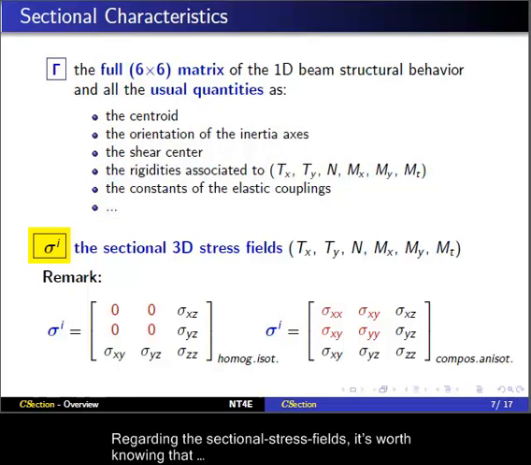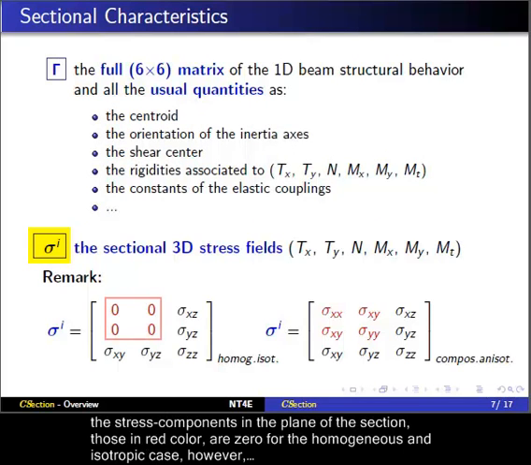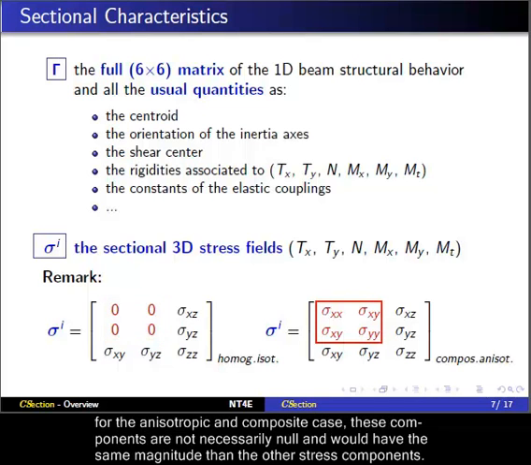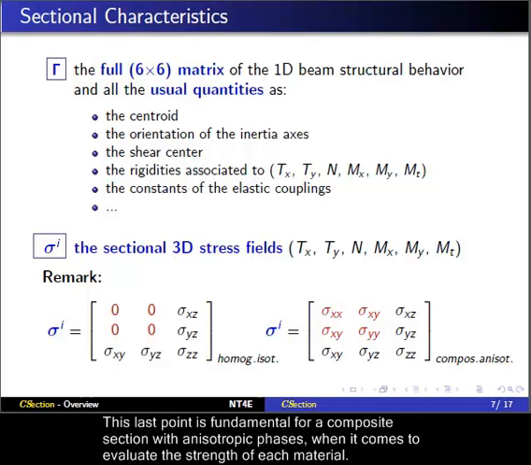Regarding the sectional stress fields, it's worth knowing that the stress components in the plane of the section, those in red color, are 0 for the homogeneous and isotropic case. However, for the anisotropic and composite case, these components are not necessarily null and would have the same magnitude as the other stress components. This last point is fundamental for a composite section with anisotropic phases when it comes to evaluating the strength of each material.